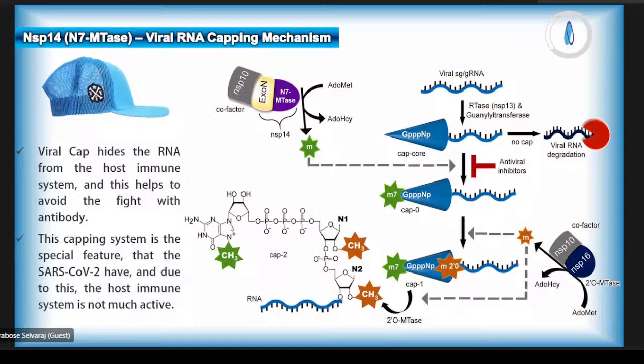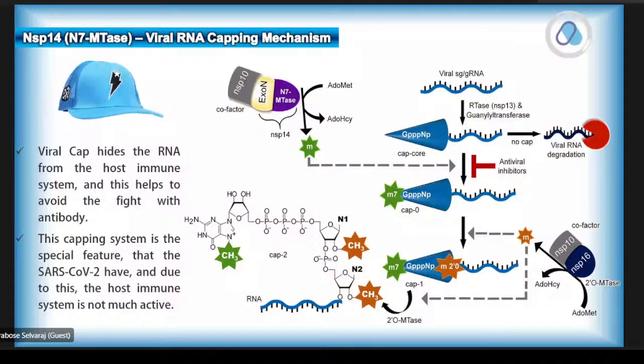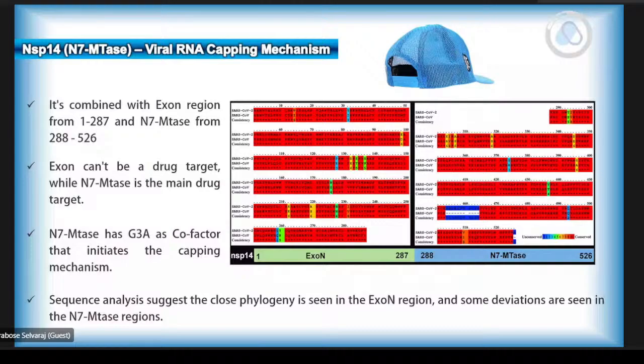And this protein has not yet been solved experimentally. So we have chosen the protein of around 526 amino acids. If you think about 576 amino acids, we call it NSP14. From 1 to 287 is the exon, and from 288 to 526 is the N7-MTase. We need only the N7-MTase, but without the exon, the N7-MTase does not get its active conformation.